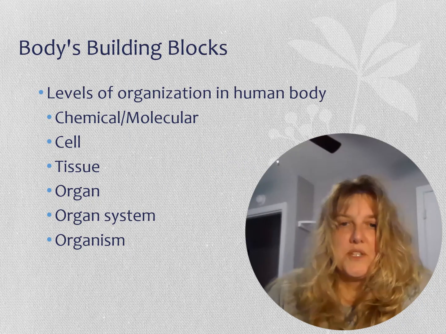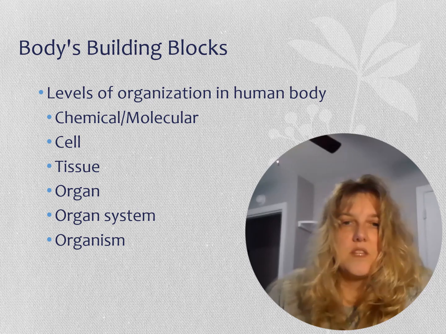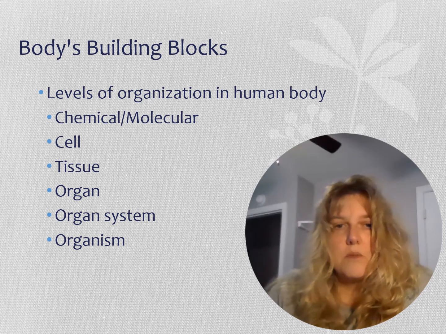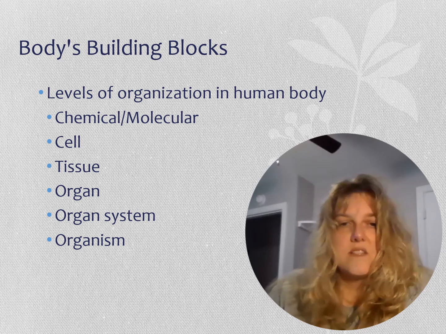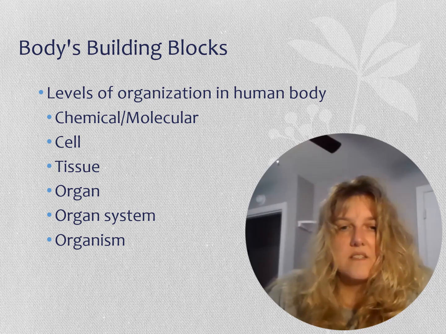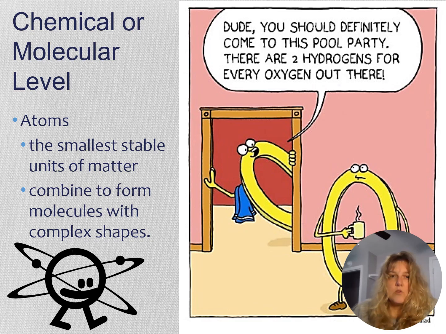So we look at the human body, and of course our body is made of building blocks. So you have several levels of organization within the human body. You have chemical or molecular, you'll have cellular, tissue, organ system, and organism. We've kind of already hit these, but just rehashing it. Now, when it comes to the chemical or molecular level, that's where we're talking about atoms. These are the smallest, most stable units of matter, and they will combine to form molecules with complex shapes.